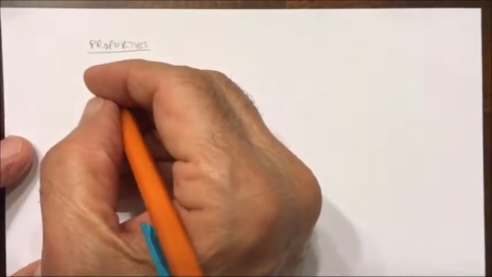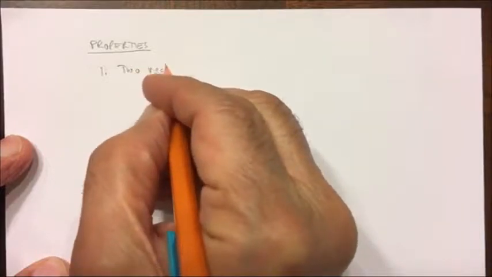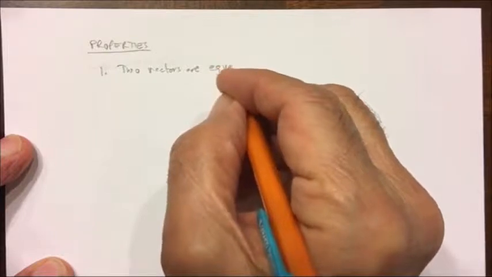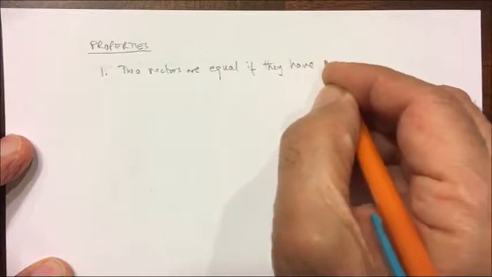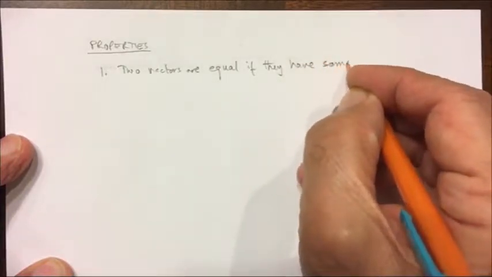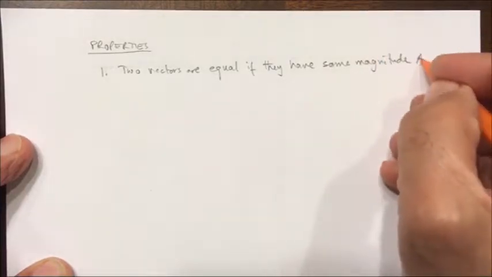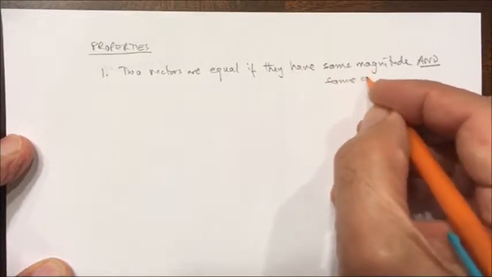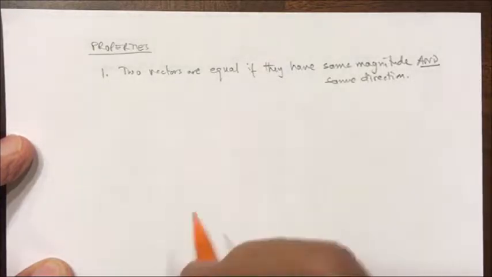Okay, the first property we'll look at is that two vectors are equal or identical if they have the same magnitude and the same direction. Both things must be the same. The starting points may be different.